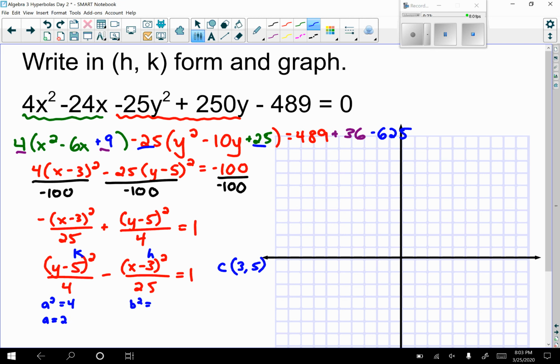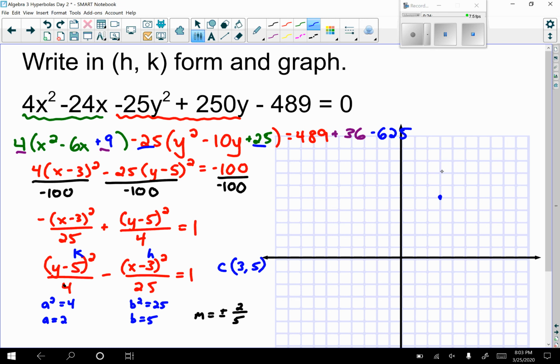So the slopes of our asymptotes, go ahead and give it a try before I say it. If you were thinking 2/5, you were correct, because the 4 is underneath the y, so we're going to use the 2, so plus or minus 2/5. So we'll go ahead and graph this, and at the very end we'll state the vertices. I'm just going to count by ones here. We're going to go 3 to the right and up 5.